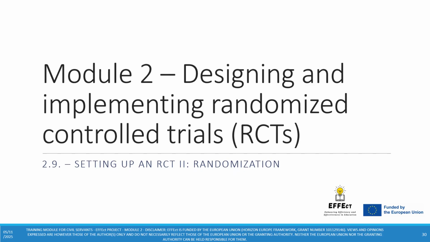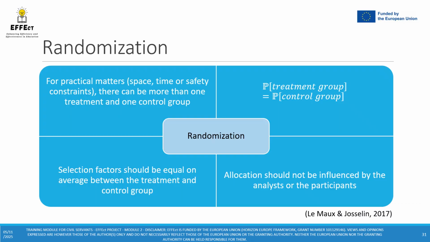Dear participants, welcome to submodule 2.9, in which we will learn how to correctly randomize when setting up an RCT. For correct randomization, we need 3 criteria to be met, and we also have a practical advice. Let us start with the practical advice first. In theoretical analyses, scholars tend to model RCT situations with only one treatment group and one control group. However, for practical matters, for instance if the study is time constrained or space constrained or for safety reasons, you can also define more than one treatment and control group.